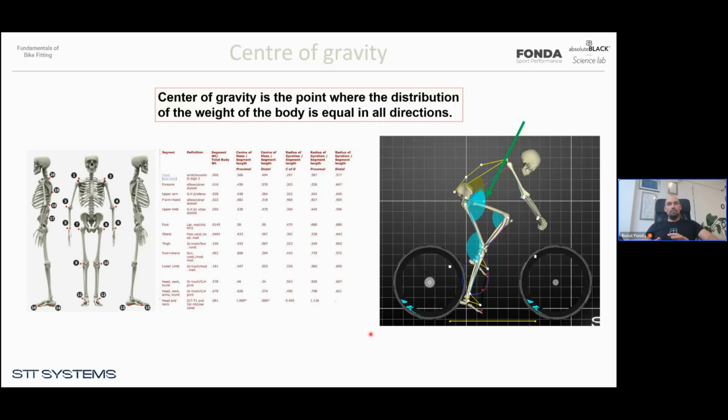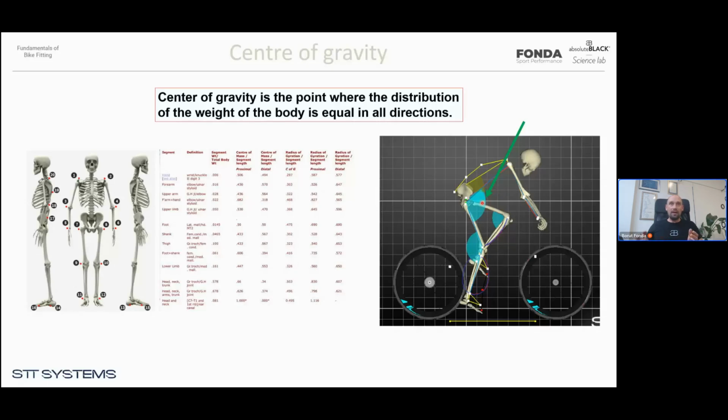So on to, in my opinion, a parameter that is too many times ignored, but for me a very, very important parameter that I just love using when I'm doing some basic bike fittings. It is called the center of gravity. What center of gravity essentially is, is the point where the distribution of the weight of the body is equal in all directions. Imagine that if you could virtually grab this skeleton or yourself by this point, so the arrow is indicating that the center of pressure is somewhere here, you would be balanced in every single direction.